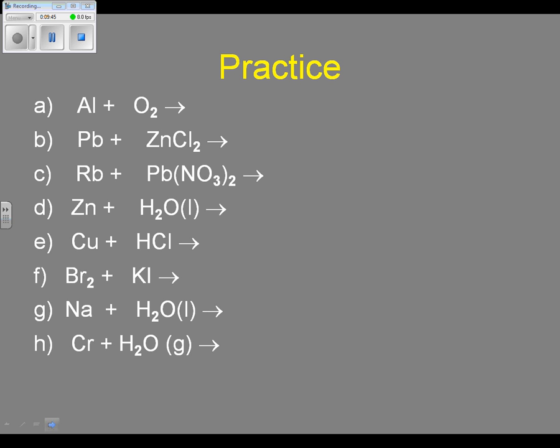All right, so working with aluminum and oxygen, if you look at your activity series, aluminum is within that realm of reacting with oxygen, and a lot of elements do react with oxygen. So what we're going to do here is it is going to form a reaction.